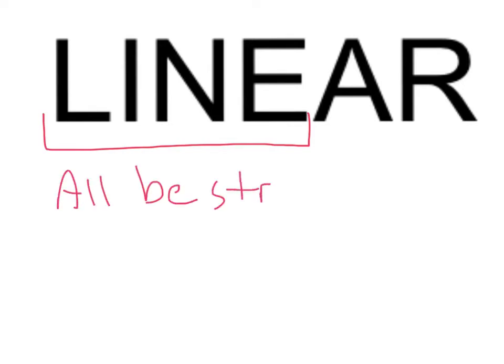We're now getting into one of my favorite parts about algebra, the concept of linear equations and linear functions. When you look at the word linear, you should immediately notice that you see the word line inside of linear. That's because all linear equations or linear functions will all be straight lines.